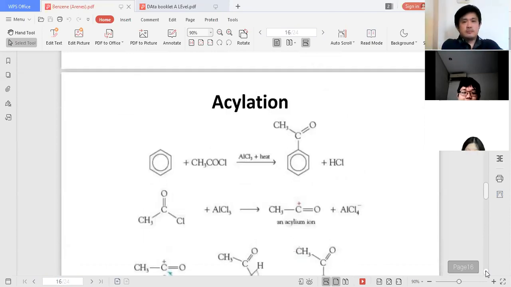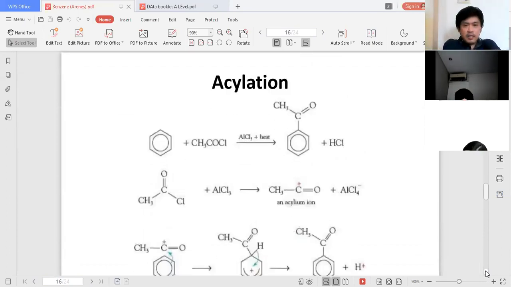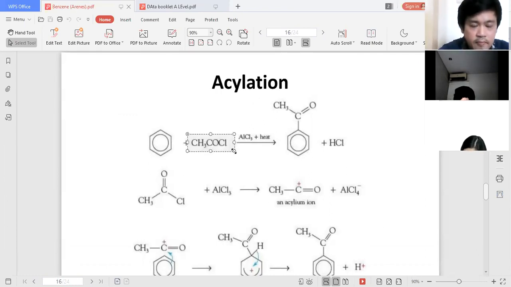Next, acylation. Acylation is the reaction between benzene and acyl chloride. This one is called acyl chloride.